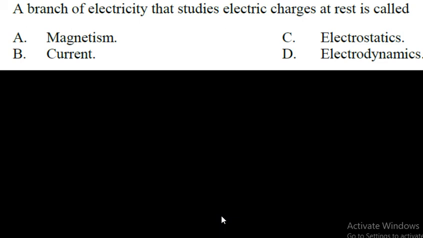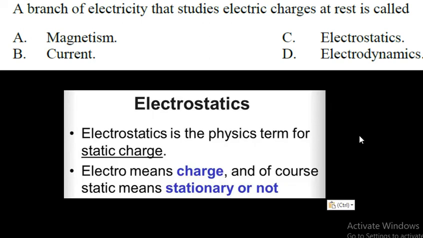The next question says a branch of electricity that studies electric charge at rest is called magnetism, current, electrostatics, or electrodynamics. This is also just a definition. So most of the questions here are conceptual, and it is better to stick to your textbook and read the definitions and concepts here. Try to memorize.